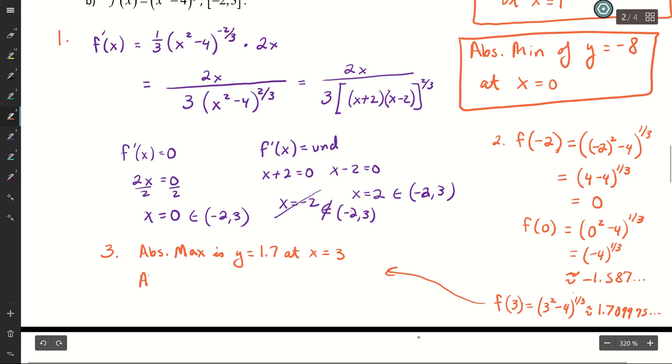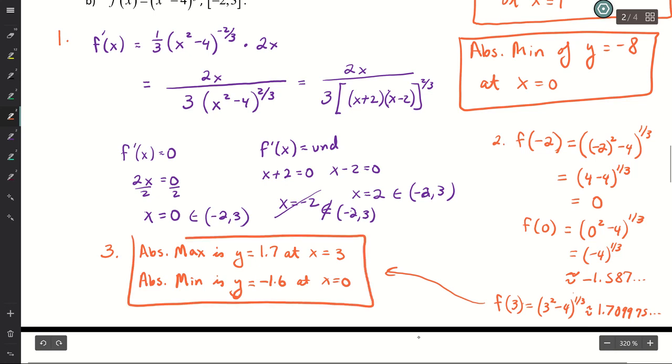And then we're going to have the absolute min, where we're looking for the smallest, y equals, and I believe one of the values we got was negative. That was when we evaluated at 0, we got the negative 1.587. If we round that to the nearest tenth, it'd be -1.6 at x equals 0.